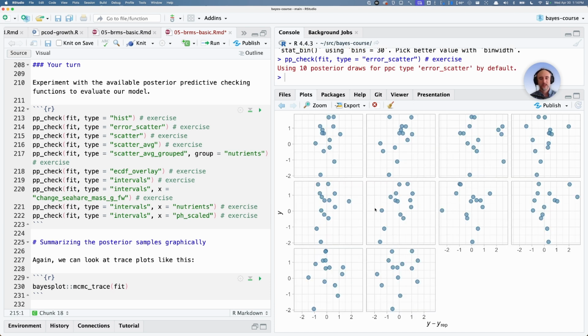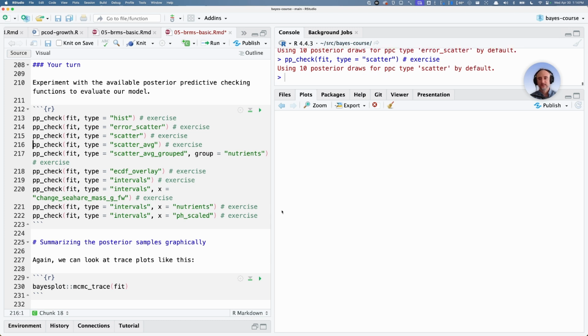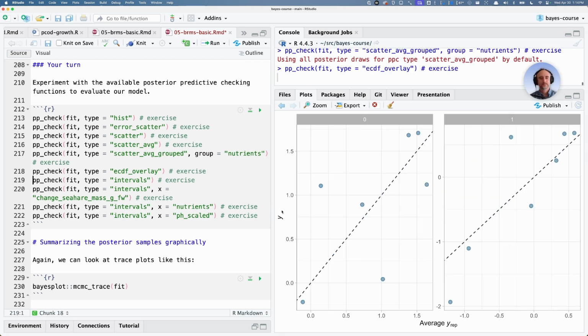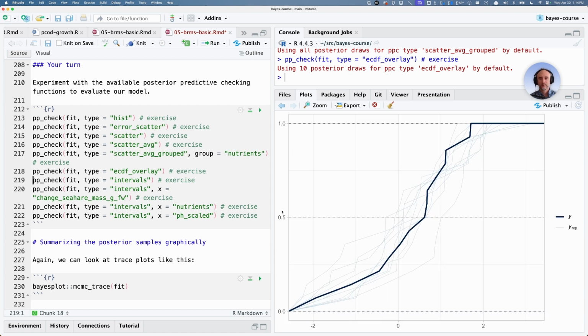There's a scatter plot here where on the y-axis I've got my observations, and then I've got observations minus the replicate on the x-axis, and so on. There's a variety of types here. This is an empirical cumulative distribution function, ECDF. So you see how the distribution accumulates and whether or not they overlap each other. Here they do.